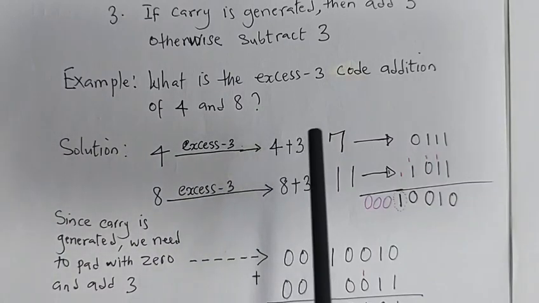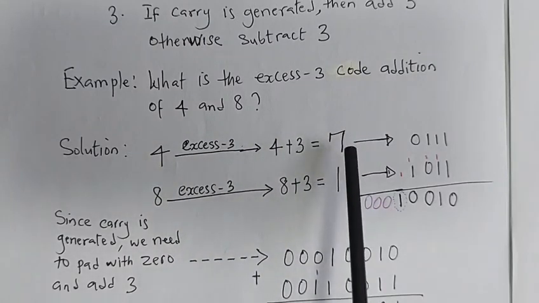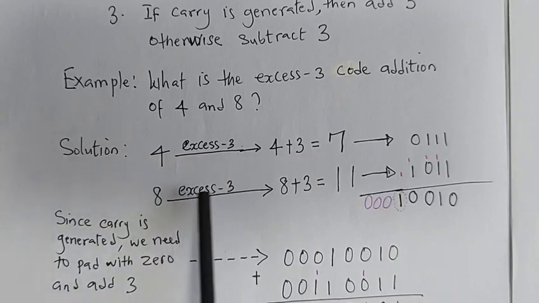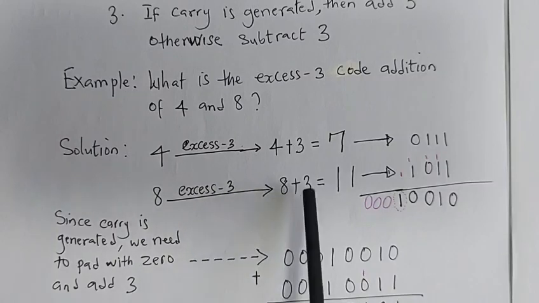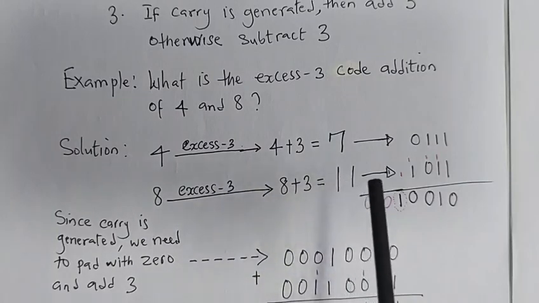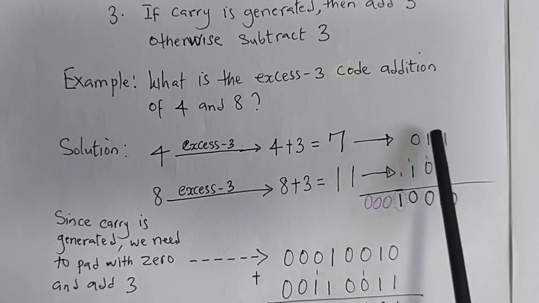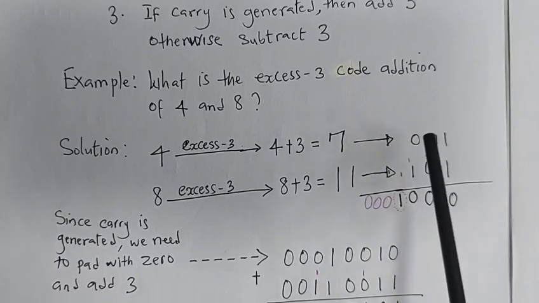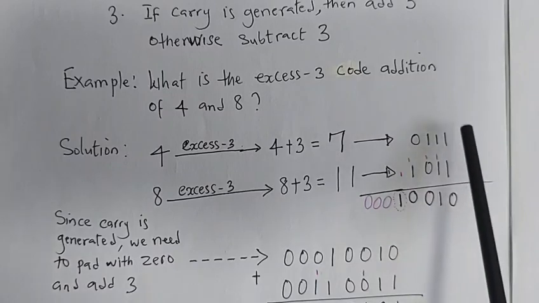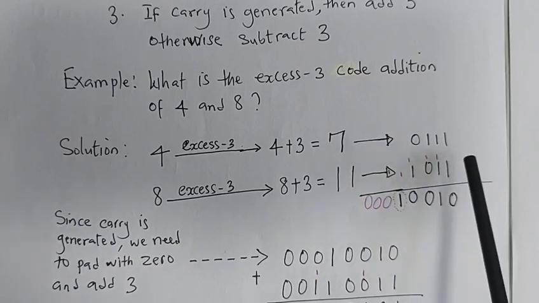So we say 4 plus 3. So we have taken the Excess-3 code for 4. So it's going to be 7. Now for 8, we need to take the Excess-3 code for 8, meaning we need to add 3 to 8. So that will be 8 plus 3, which is equal to 11. Now once we have this, we need to represent 7 in the corresponding 4-bit binary, which is nothing but the BCD form. So we say 7 in BCD form is going to be 0111. Alright, so 11 in BCD form is going to be 1011.